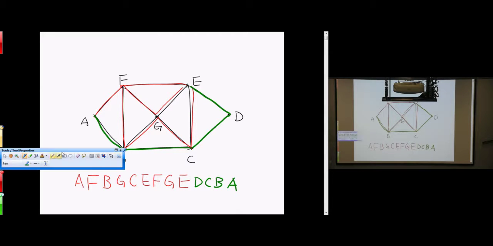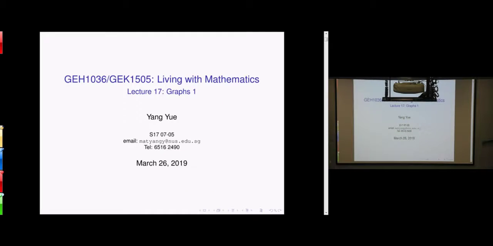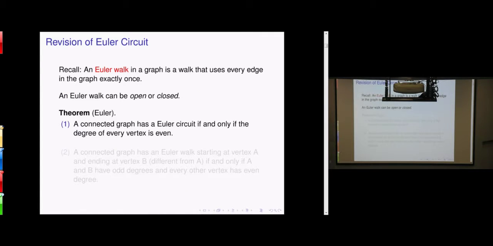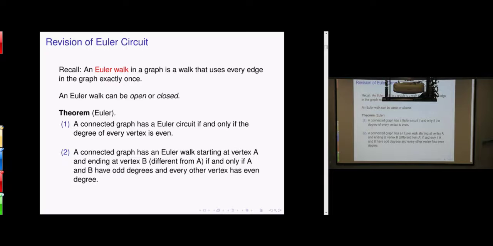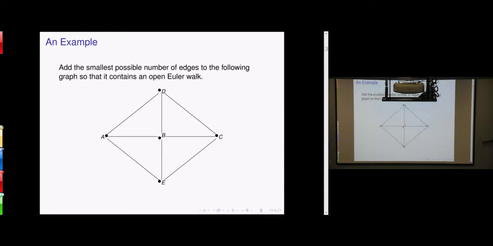Okay. So let's talk about the real thing. So we come back here. Hopefully with that particular picture, we understand this, right? So it has an Euler circuit if and only if the degree of every vertex is even. Okay. And these things are similar. Now I'll show you an example in a moment. Okay. So this is the example.